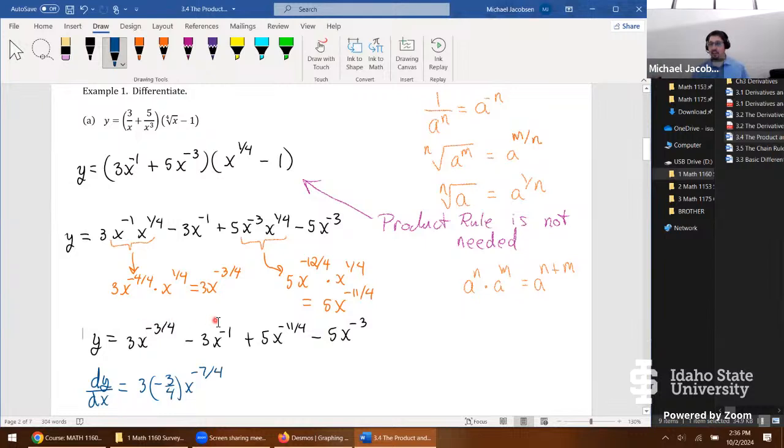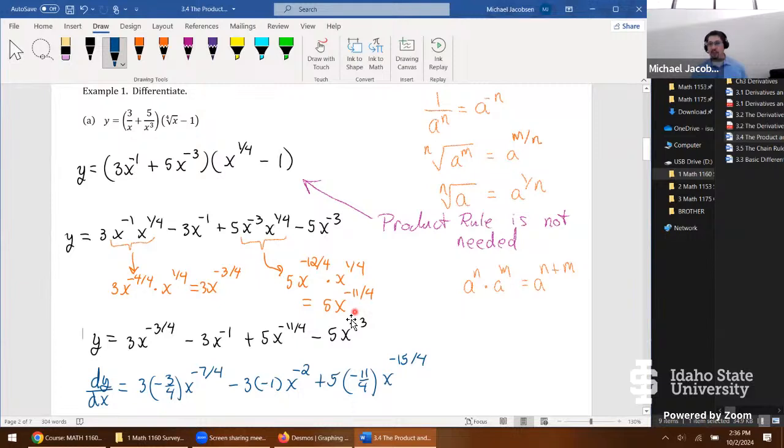Then we just move down the line, 3 more to go. This one's not so bad. -1 multiplies -3. The new power of x is 1 less, so -1 minus 1. We're now at -2. And just keep on going in that strategy. Plus 5. It multiplies the old power, -11/4. For the new power of x, we're subtracting 4 over 4. That's the -1 part. So that turns into -15/4.